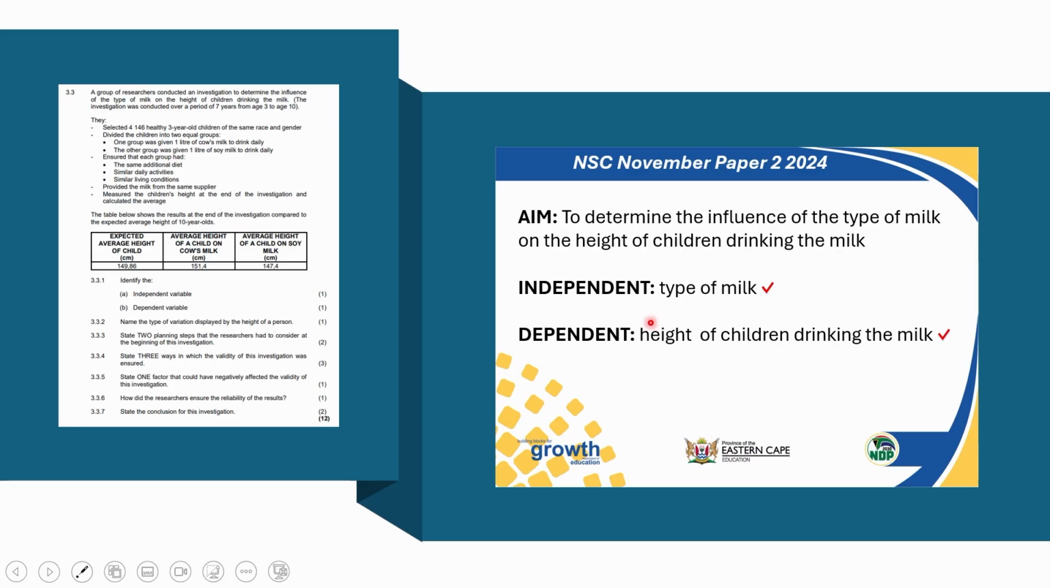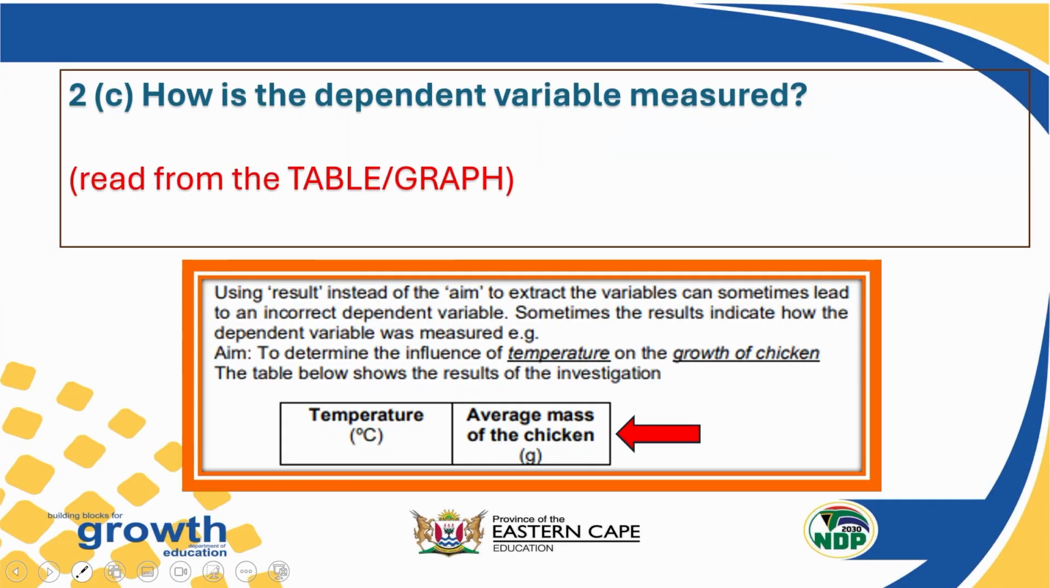The independent variable was the type of milk that we used in the investigation. That is what the scientists were investigating. The dependent variable was the height of the children drinking the milk. Remember to please always write the full dependent variable out. Don't take shortcuts in life sciences, otherwise you may lose marks.